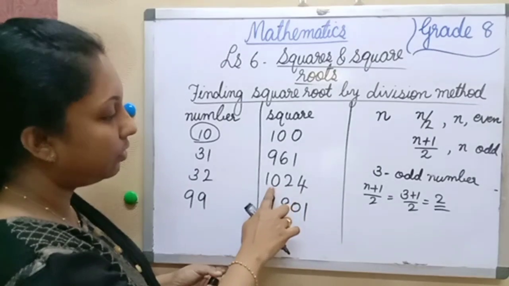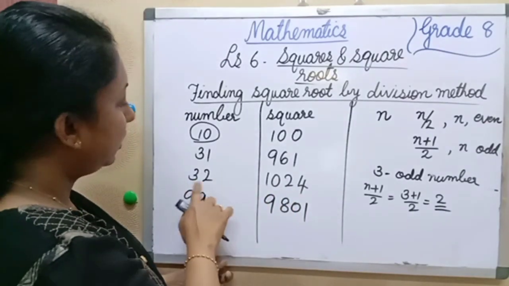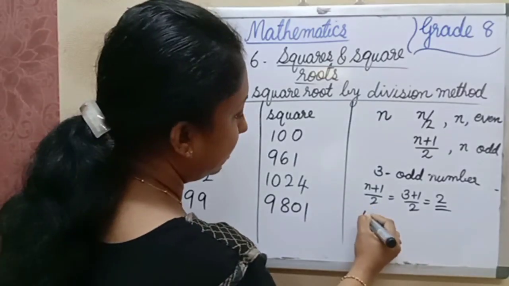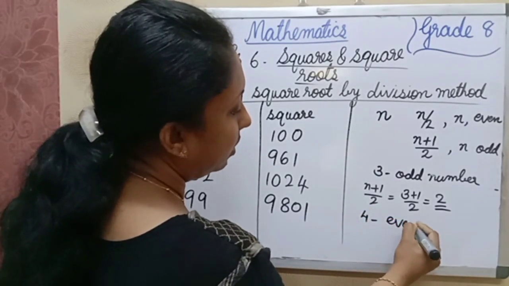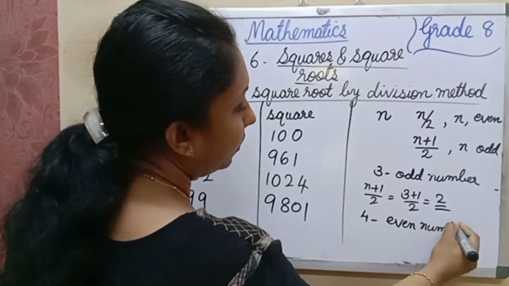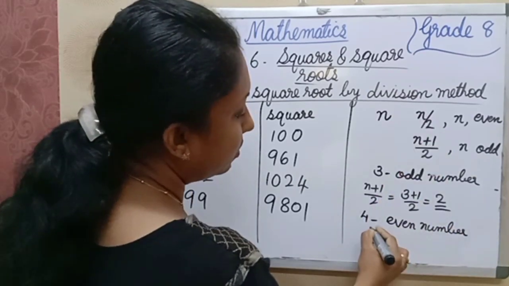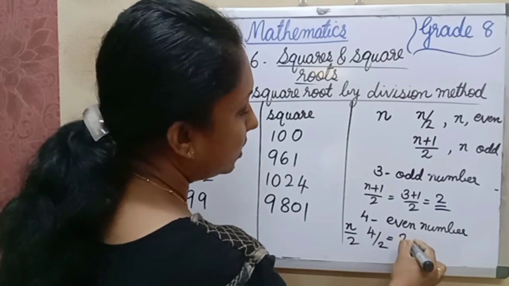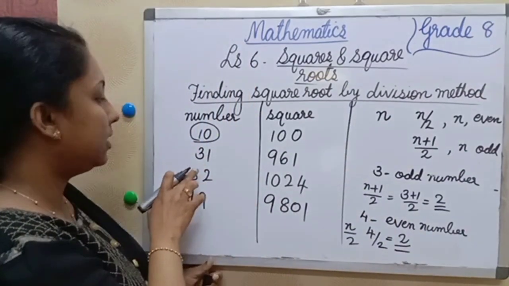Same way here also, 32 squared. The perfect square has 4 digits, and 4 is an even number. So which equation can we use? n by 2, that is 4 by 2. So the square root has only 2 digits.